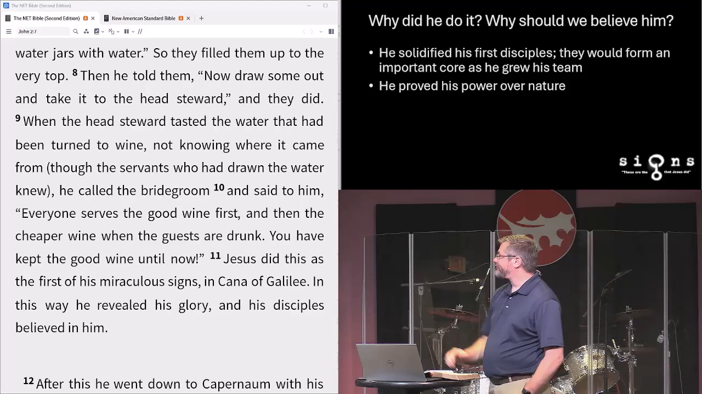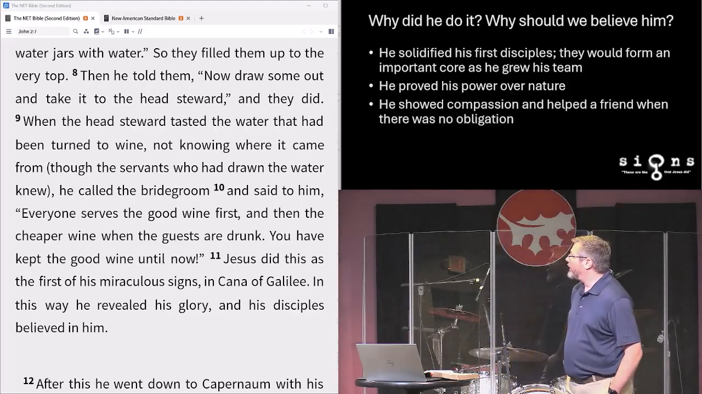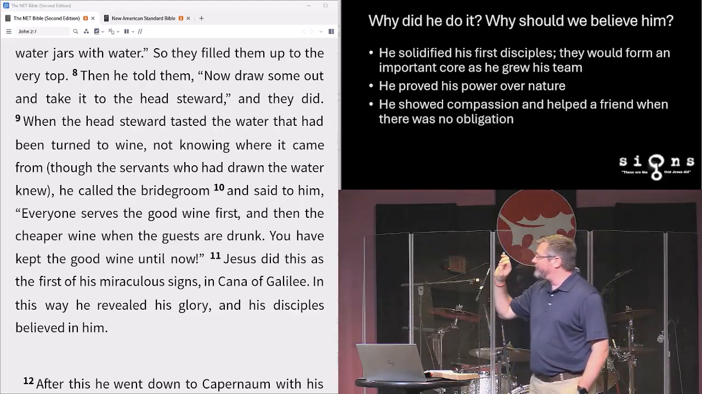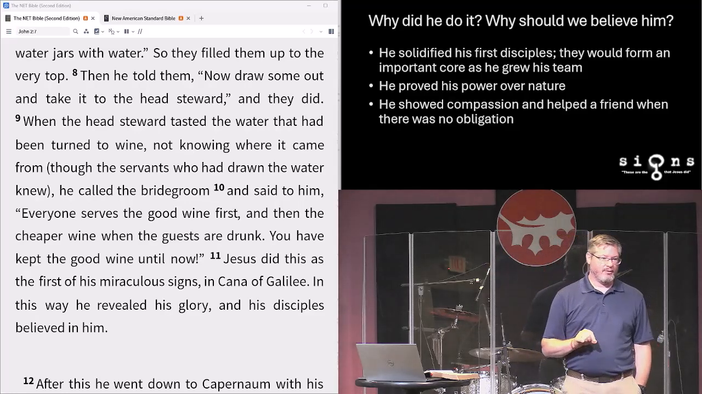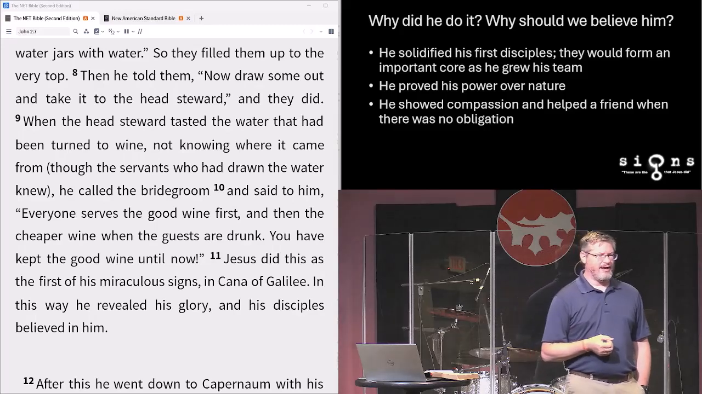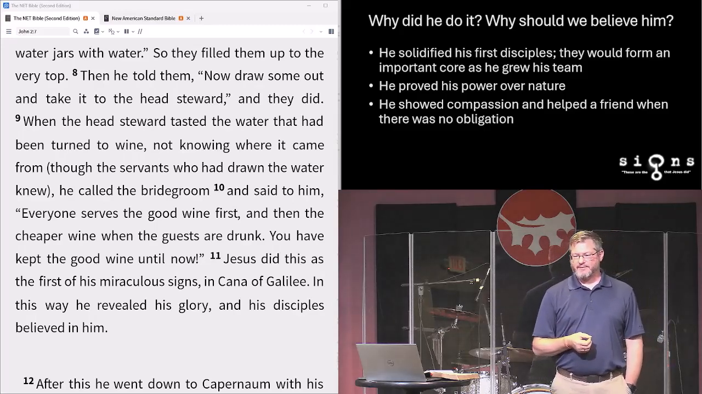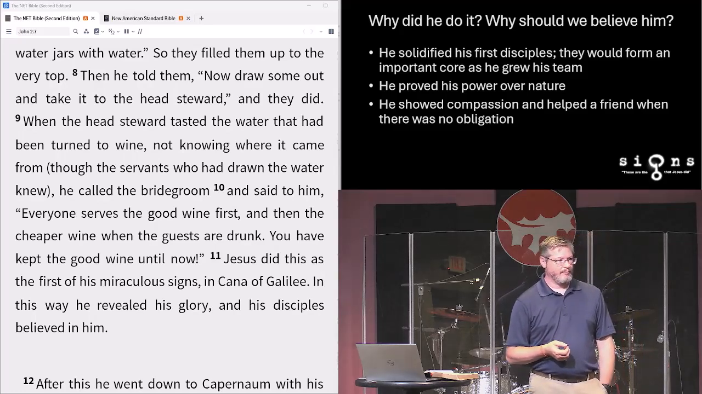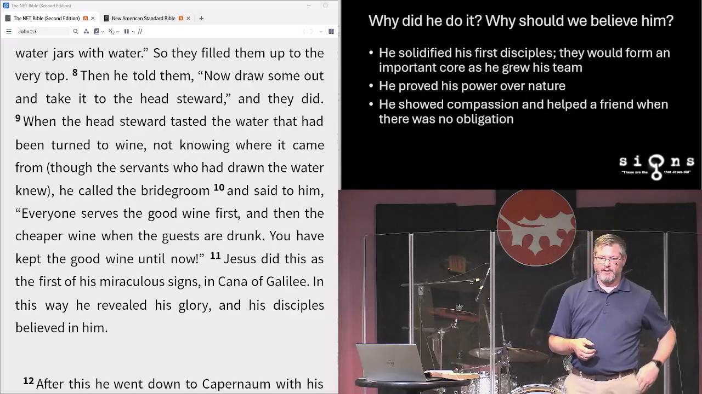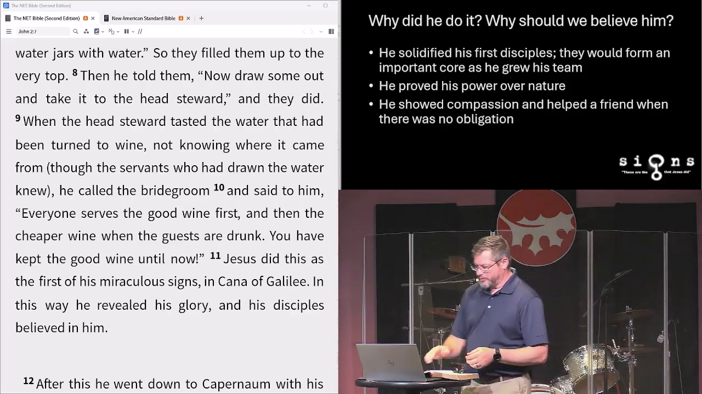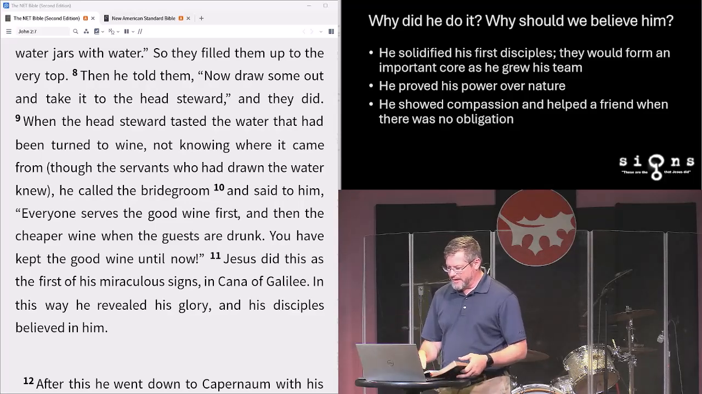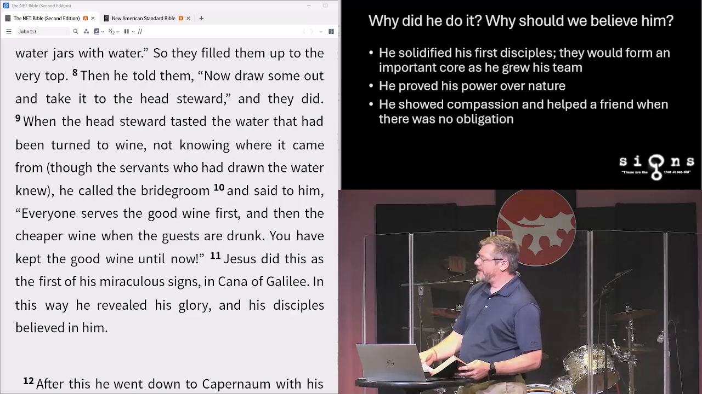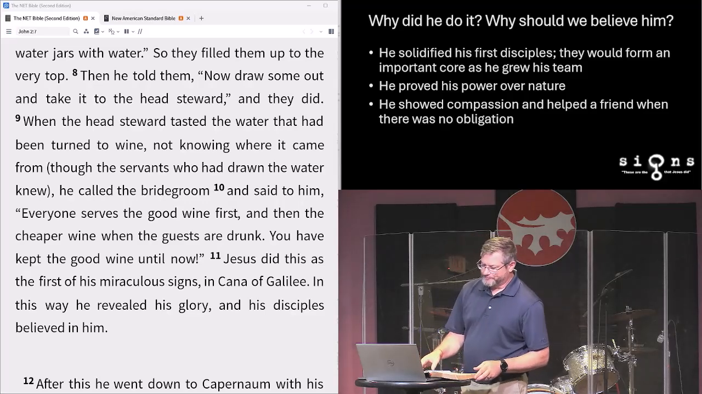And finally, he showed compassion, and he helped a friend when he had no obligation to do so. He didn't have to do anything here. He could have said, what does this have to do with you and me? And left it there. But he helped a friend. But the purpose was about the disciples here. In this way, he revealed his glory.